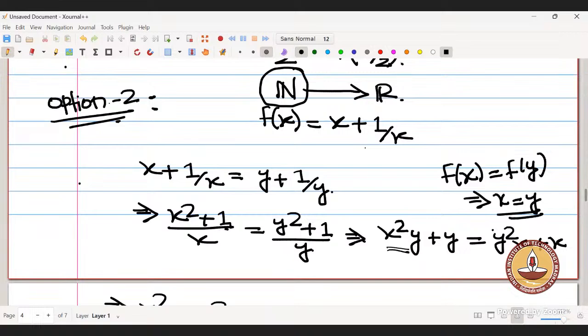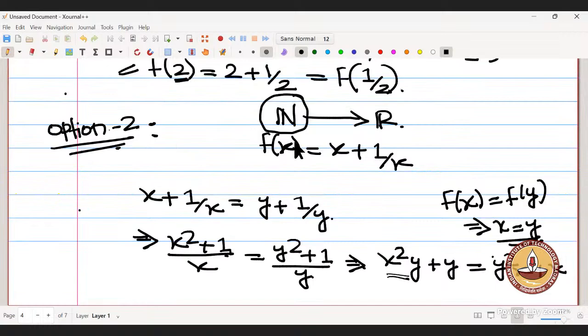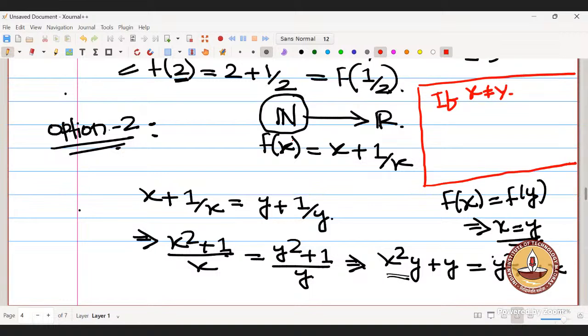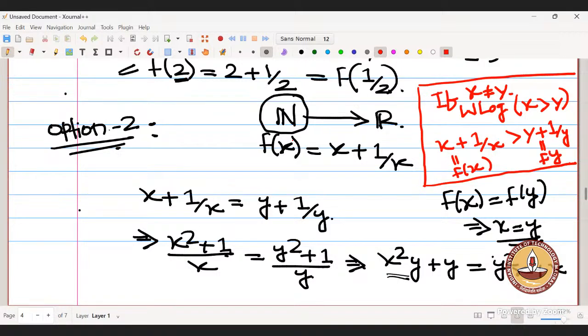So this is one of the different interpretations of a one-one function. And one more thing, actually, you can easily prove that this is a one-one function. See, if x is not equal to y, that means either x is less than y or x is greater than y. So without loss of generality, assume that x is greater than y. Then x plus 1 by x is greater than y plus 1 by y. So this is your f of x and this is your f of y. If you have two different x, y, then you are getting two different f of x and f of y. That means your function is injective.